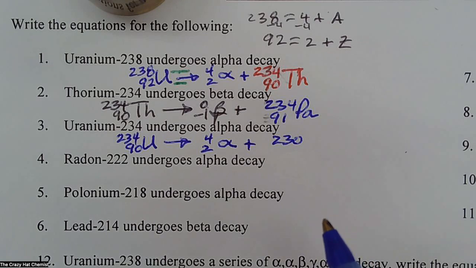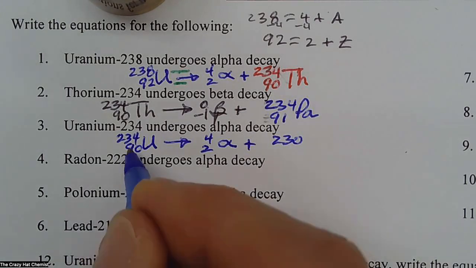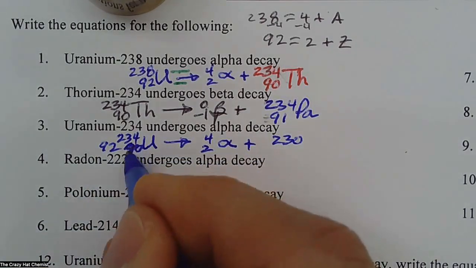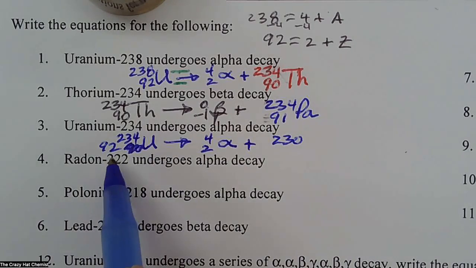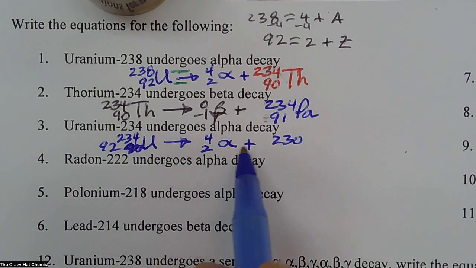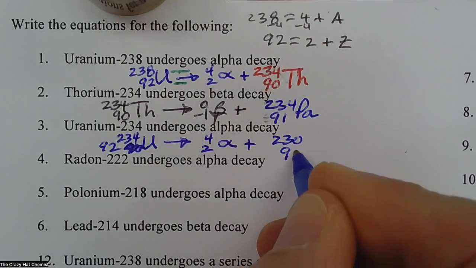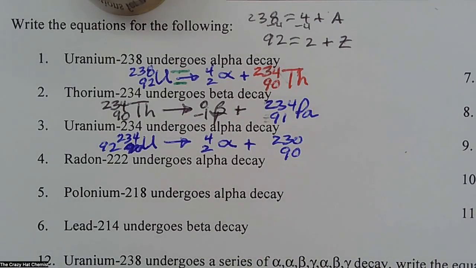Oh, wait. I made a mistake here. Uranium is 92. I apologize. I was thinking too far ahead there. Okay, so 92 is equal to 2 plus Z. And so we're going to subtract 2 on both sides, and we're going to get 90. We're going to look on our periodic table.